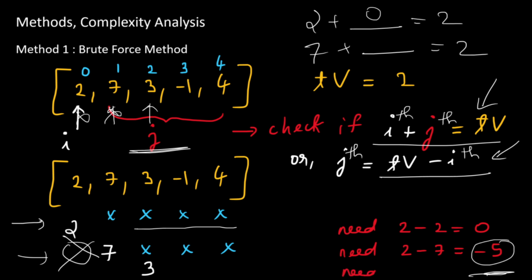So I at this point is 3. Now the needed value is target value minus 3, right? Target value minus the ith value, which is equal to minus 1 at this point. So we are checking for minus 1. Again, we only need to check the remaining parts.